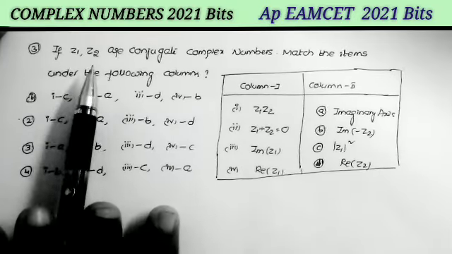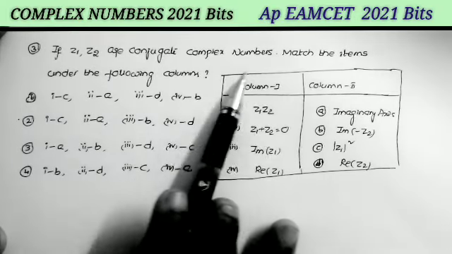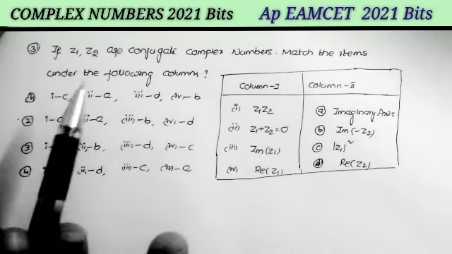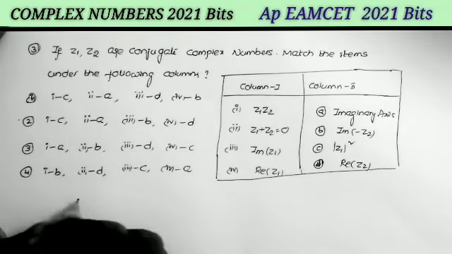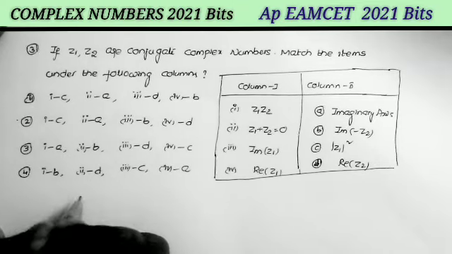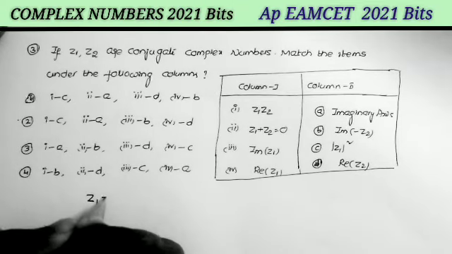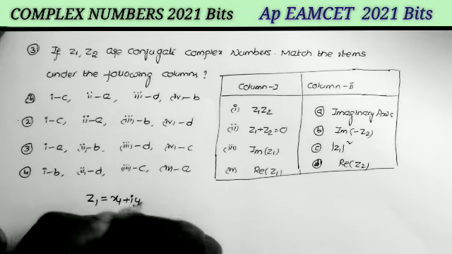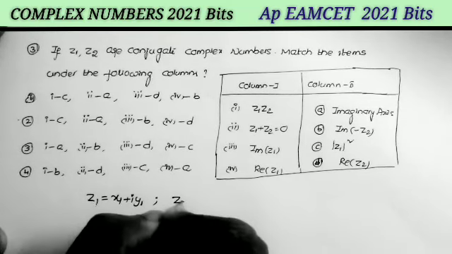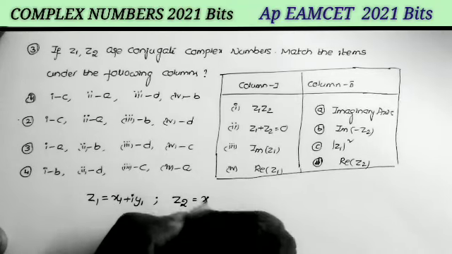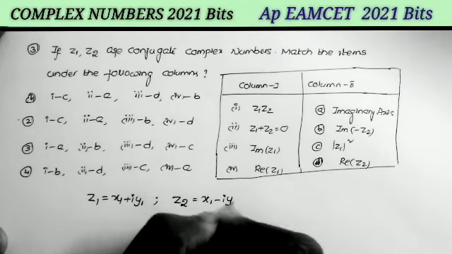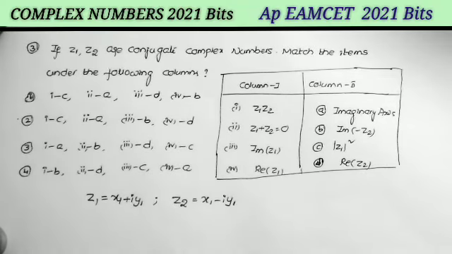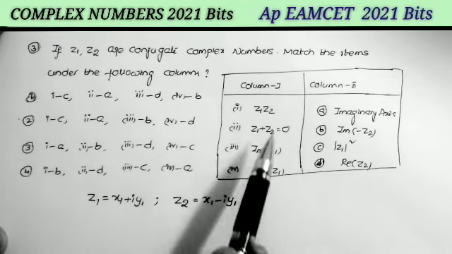See the next one. If z1, z2 are conjugate complex numbers, match the items under the following columns. Here two conjugate complex numbers are given. Given that z1, z2 are conjugate complex numbers, first I take z1 equals x1 plus iy1. Then what is the value of z2? This is nothing but the conjugate of the given complex number, which is x1 minus iy1. So match the items under the following columns.